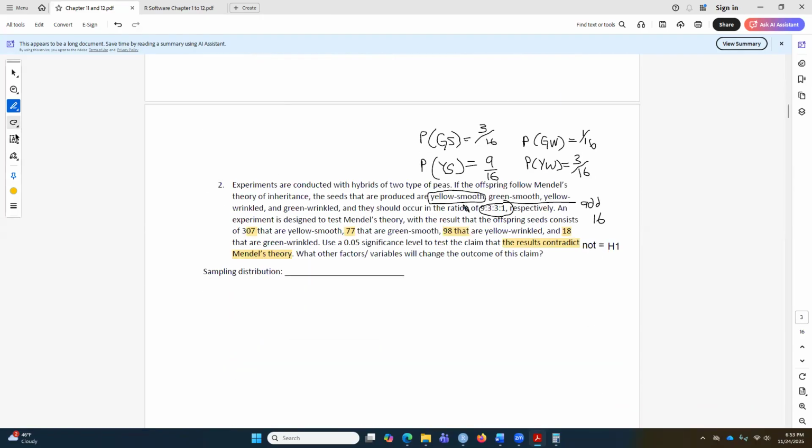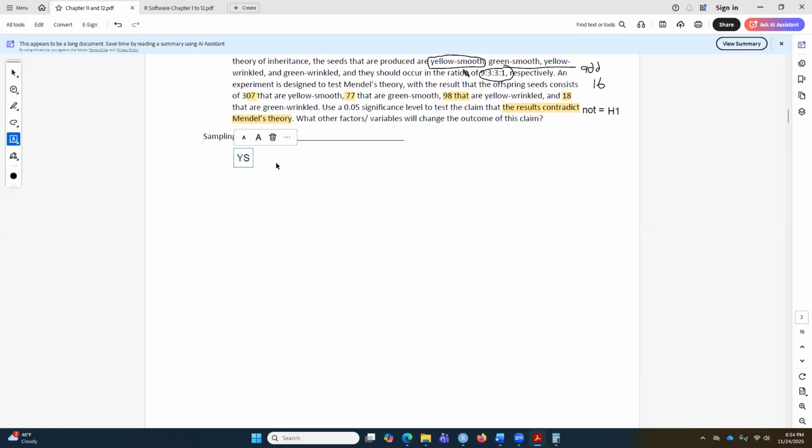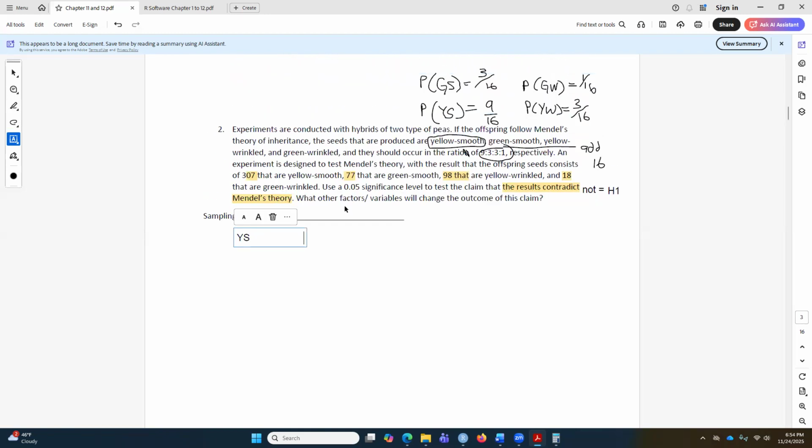So I will draw a really icky table here. Let's see if I can draw. Okay. I'm going to use a shortcut here. So we have YS, which stands for yellow smooth. And then we have GS, which stands for green smooth. And then we got YW, which is for yellow wrinkle, and we got GW, which is for the green wrinkle.